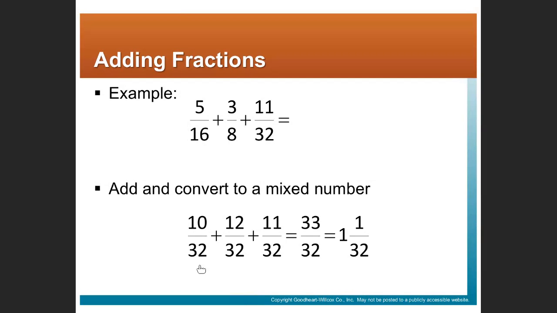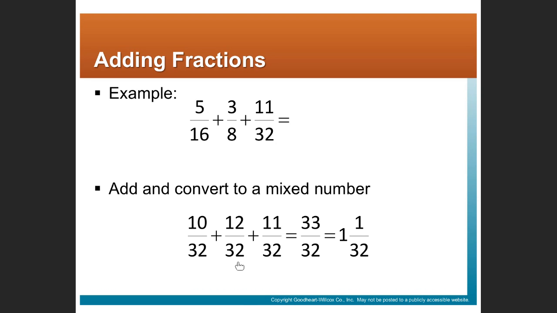I've converted the 5/16 to 10/32, right? Multiply the numerator on top by 2, multiply the denominator at the bottom by 2, I get 10/32. The 3/8 I converted to 12/32. The 11/32 I left alone because 32 was the lowest common denominator.